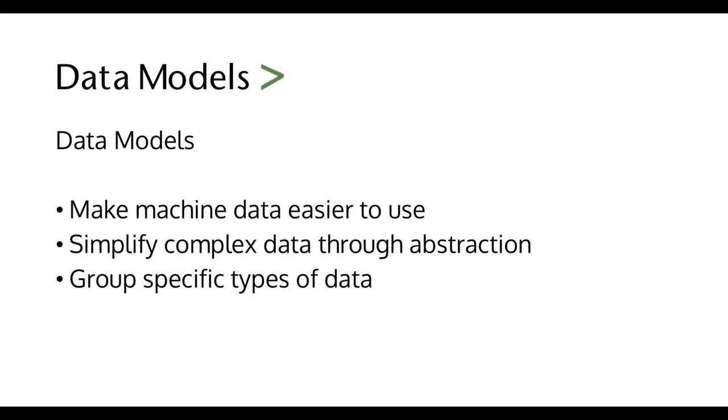The concept of a data model is quite simple, but data models themselves can get kind of tricky. That's okay, we'll walk you through them. In general, a data model makes machine data easier to use. It simplifies complex data through abstraction, and it groups specific types of data. What do we mean by that?